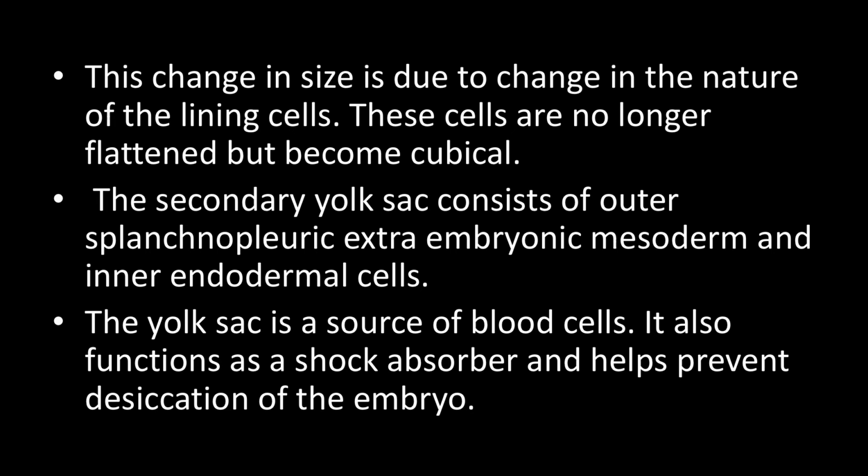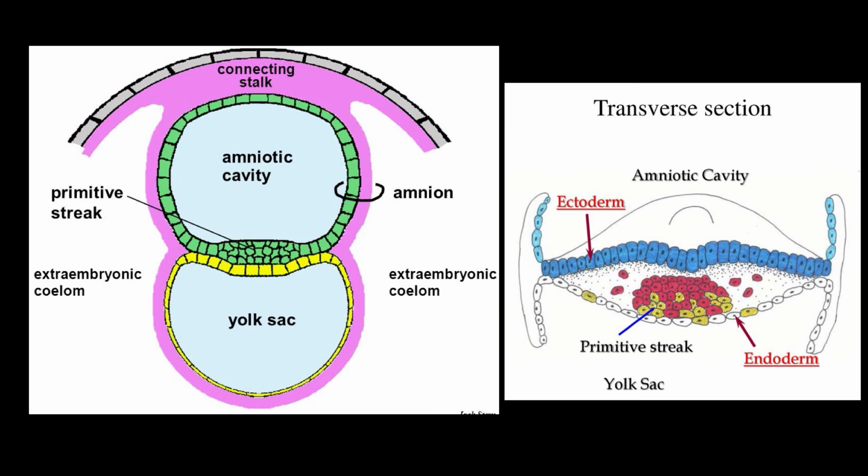Now, in this diagram, you can see the amniotic cavity, yolk sac formation, the extraembryonic coelom being formed, and the primitive streak is appearing. And in the adjacent diagram, you can see a transverse section in which the ectodermal layer, endodermal layer and mesodermal layer are in the process of formation, that is, the 3 germinal layers are starting to form.